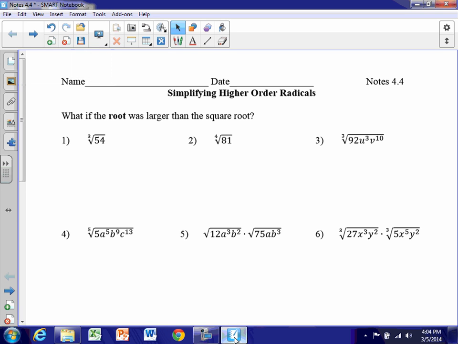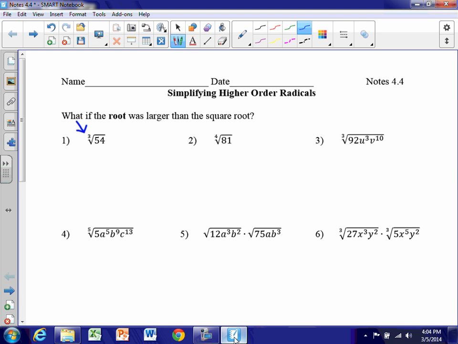Okay, for this set of notes, it's a lot like square roots, except the root is bigger. Remember with square roots, we were looking for 2 of a kind. If the root is bigger, you're just looking for that many of a kind. All right? So, in number 1, because the root is a 3, that means when we break down 54, we're looking for 3 of a kind.